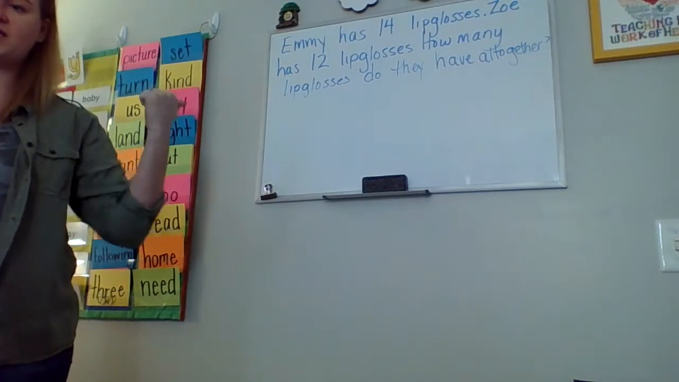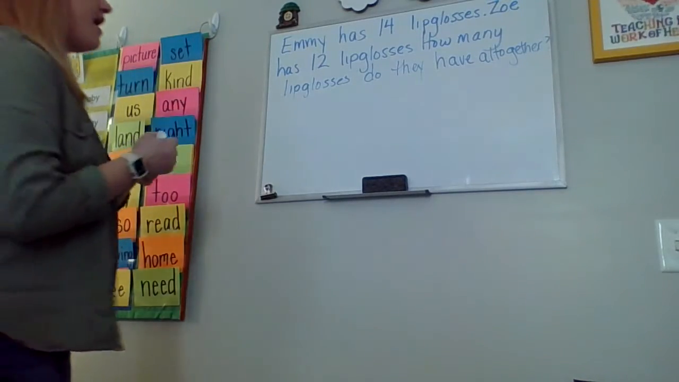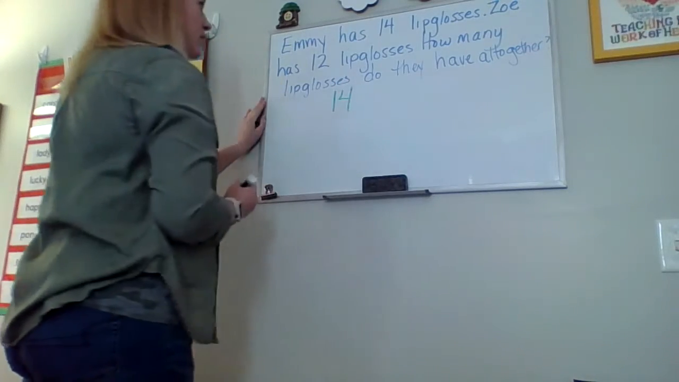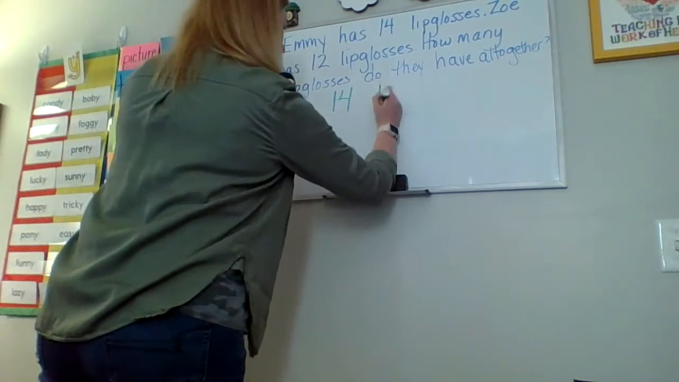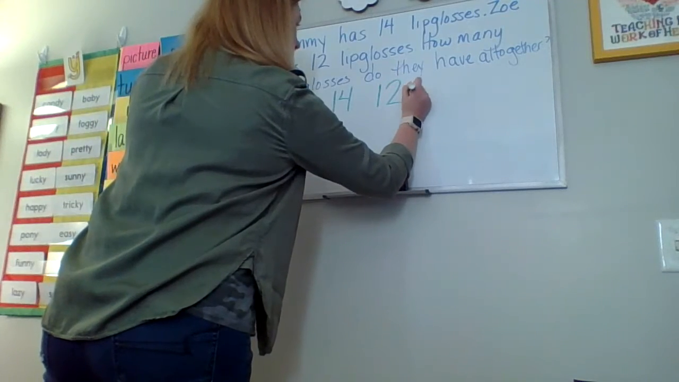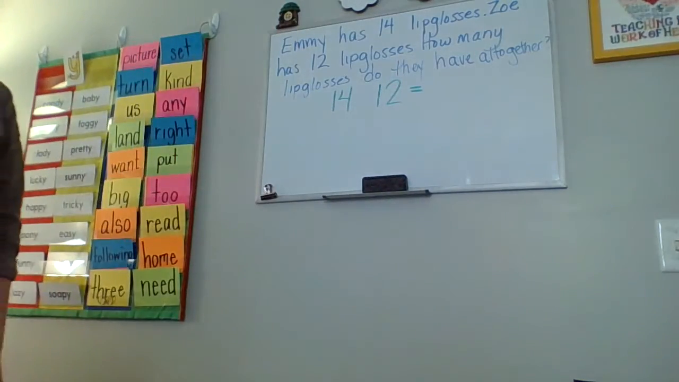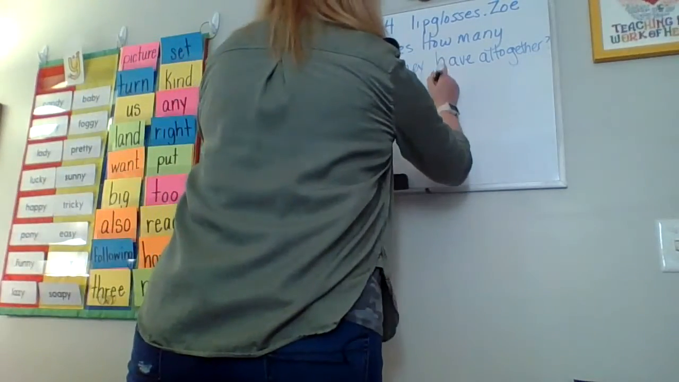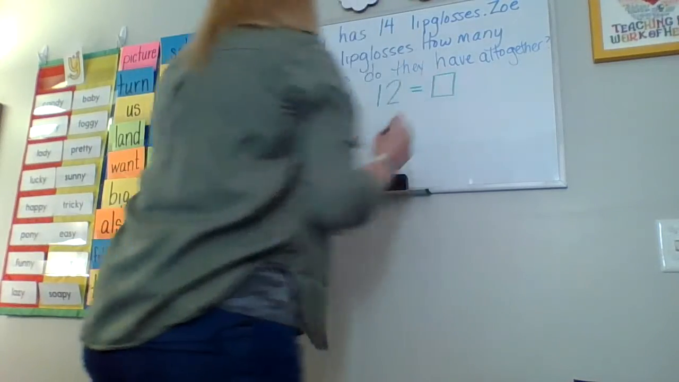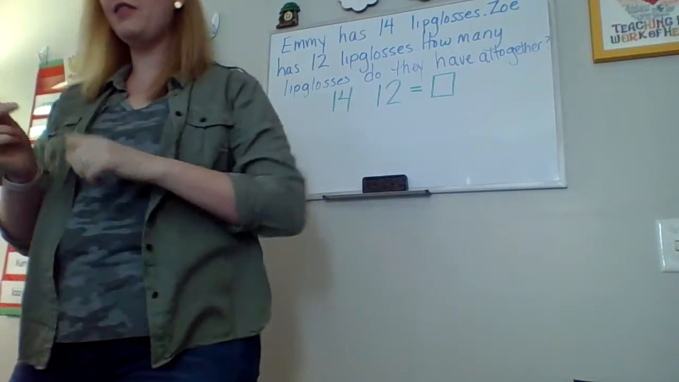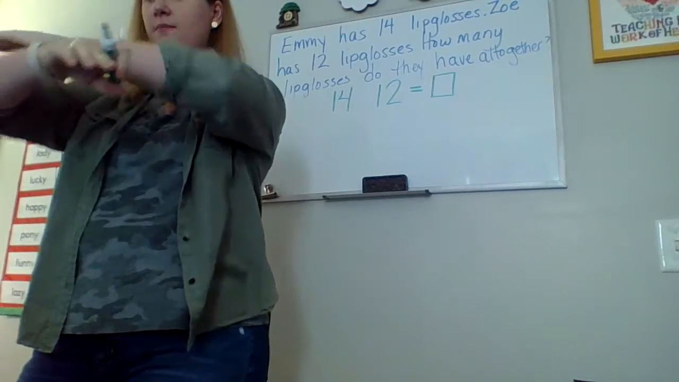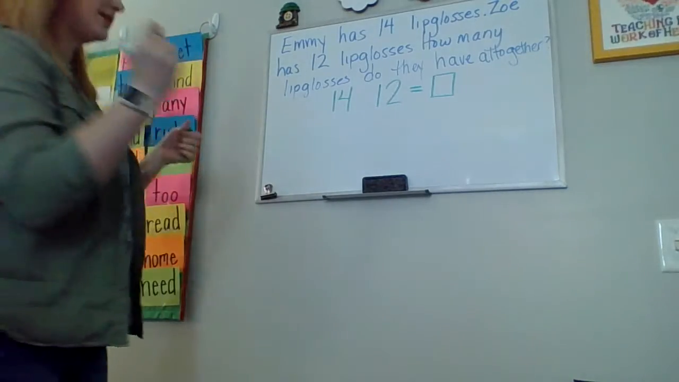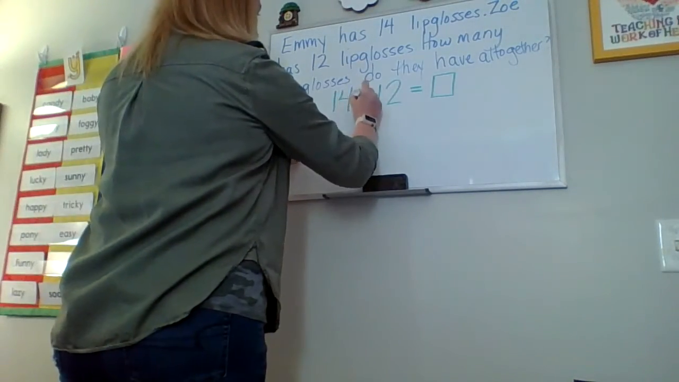I want everyone to write down the equation for this problem. Emmy has 14 lip glosses. Zoe has 12. And they want to know how many they have in all. We don't know how many they have in all, so that is our unknown. And if we want to know how many they have all together, can you show me? Is it plus or is it minus? It's plus, right. So I'd like everyone to write down this equation.